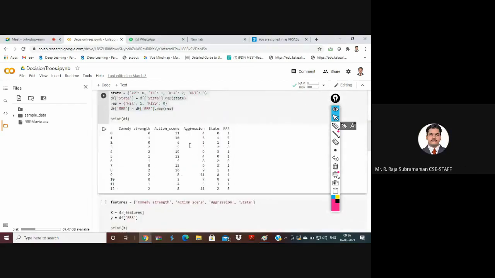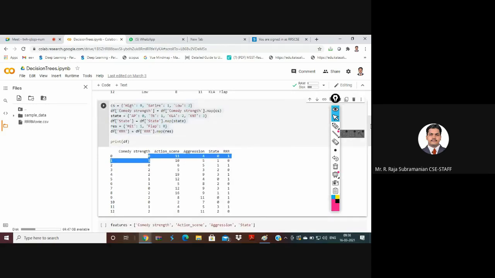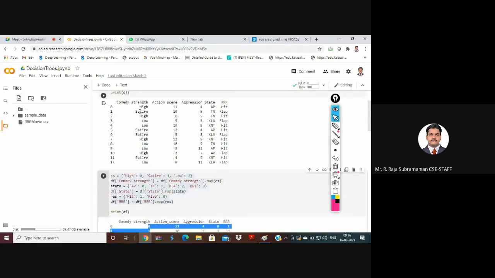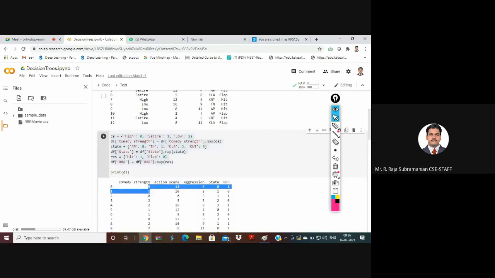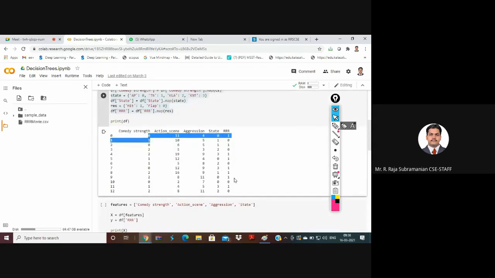Now I have these values. Everything has actually changed. If you see the first three columns, it's high, satire, and low, so 0, 1, 0 came. So all the values are mapped to numerical fields.